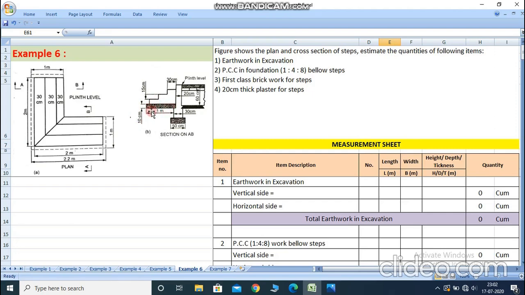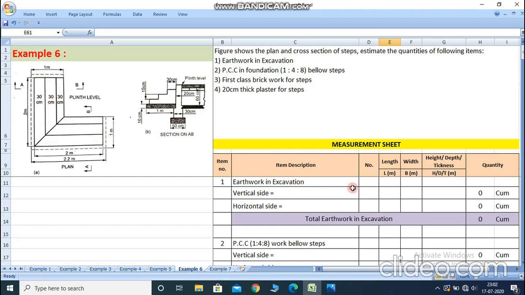Clear? So now we calculate first the earthwork for excavation. Here, as a long wall short wall, both sides are the same. So we consider this as a vertical side, this side as a horizontal side, and this side as a vertical side.